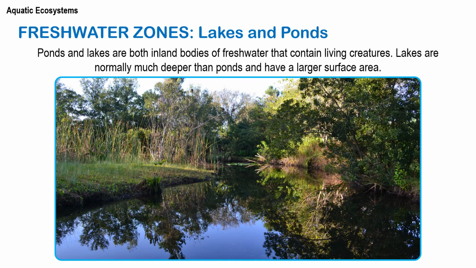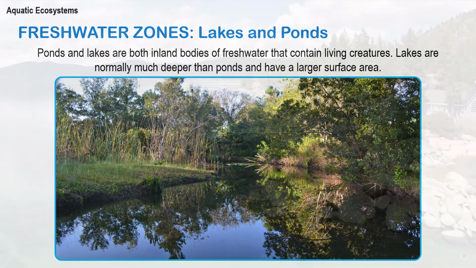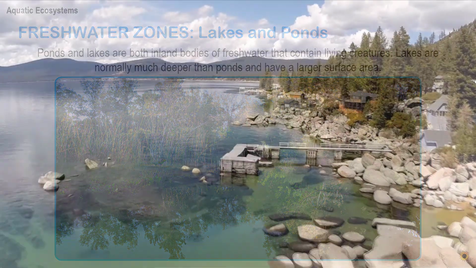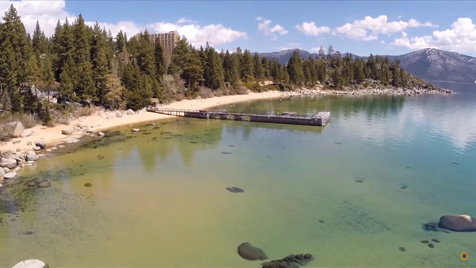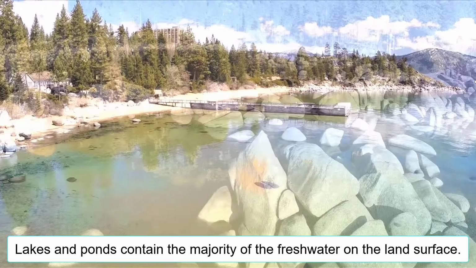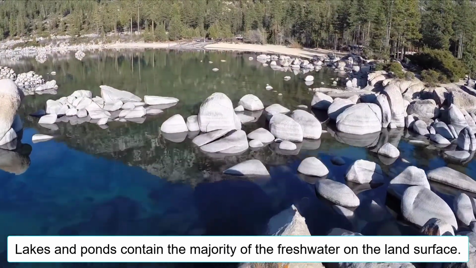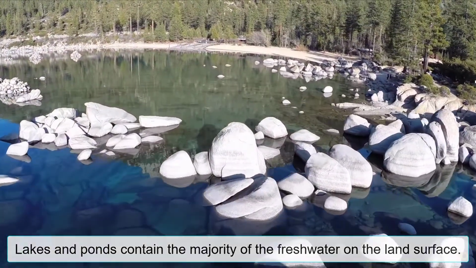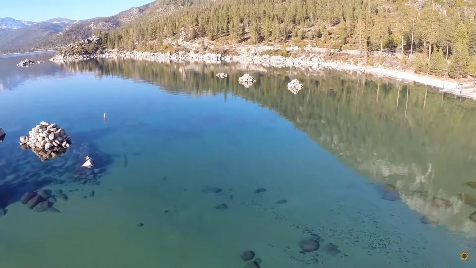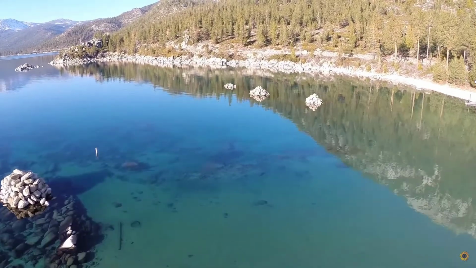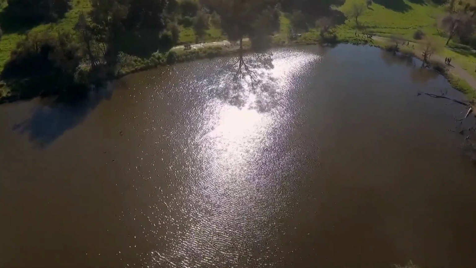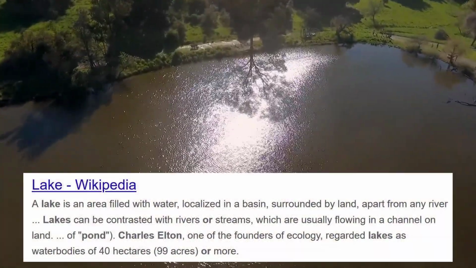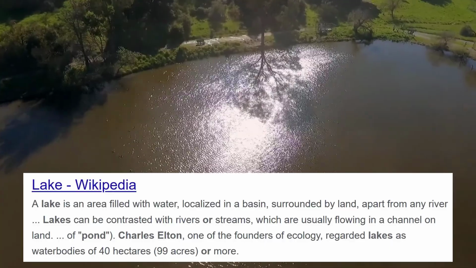Lakes and ponds are inland bodies of water or slowly moving water that cover only 2% of the Earth's surface. With this small coverage, they still contain the majority of the fresh water on the land surface. Ponds can be artificial or natural bodies of water. How large is a pond? One ecologist, Charles Elton, stated that anything less than 40 hectares is a pond.